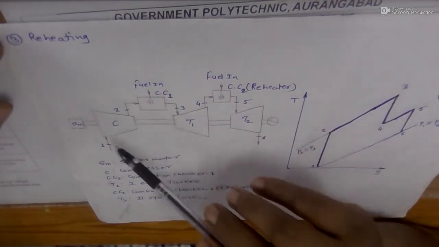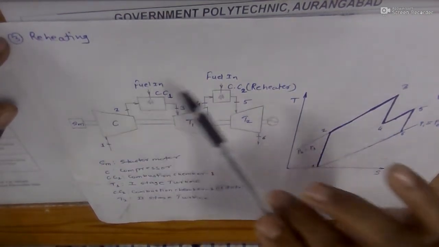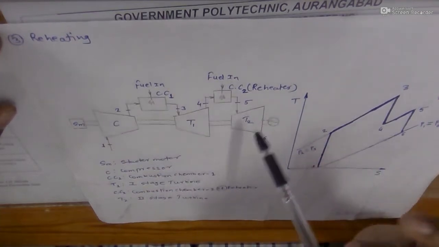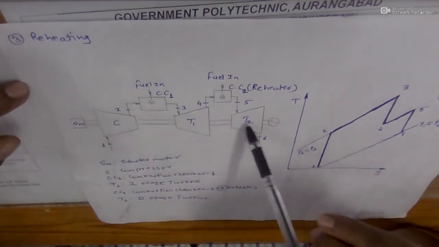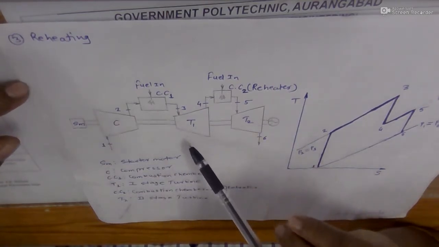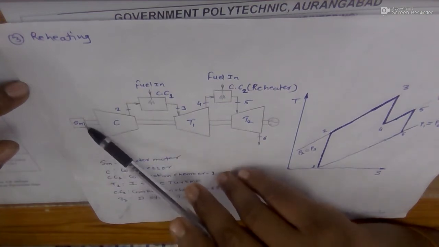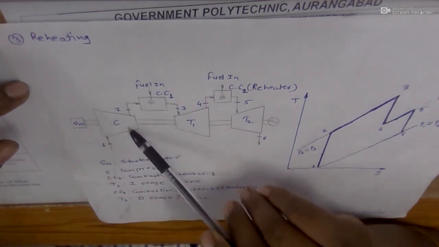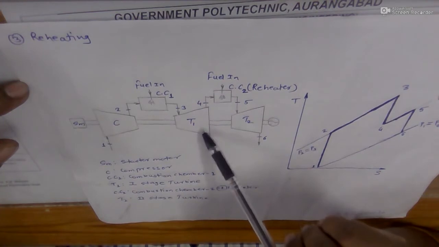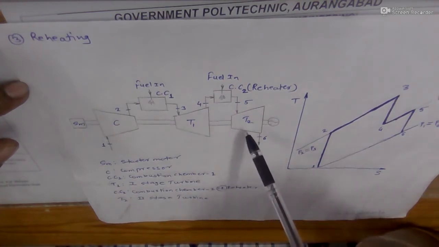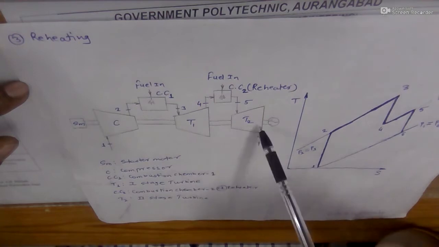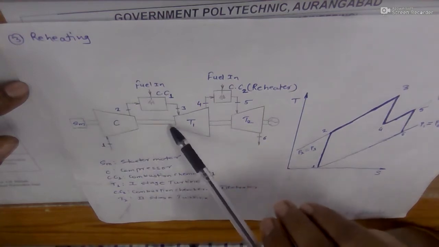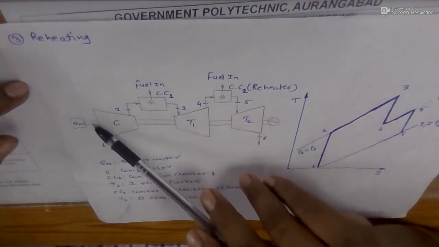So let's see what the components of our reheating process are. Reheating open cycle gas turbine. You can notice the same shaft is present, and on this shaft four components are mounted. The first component is the starter motor, second is the compressor, third is turbine 1, that is the stage 1 turbine, and another is the stage 2 turbine. After that the generator is here. All these components are mounted on the same shaft.